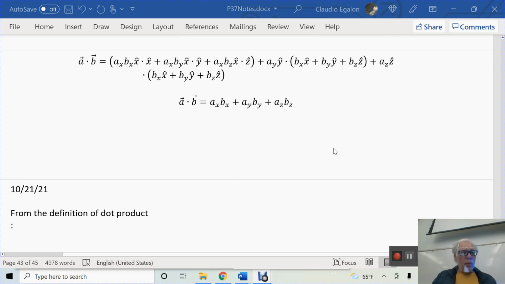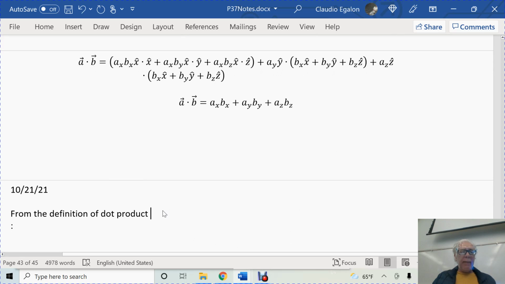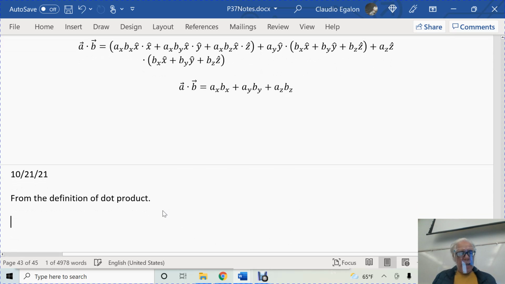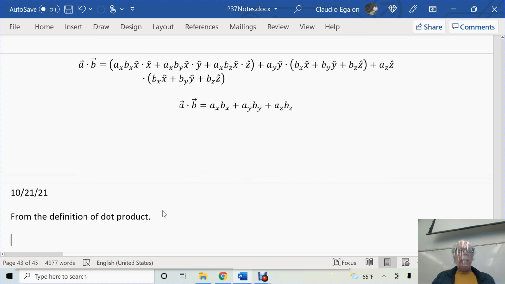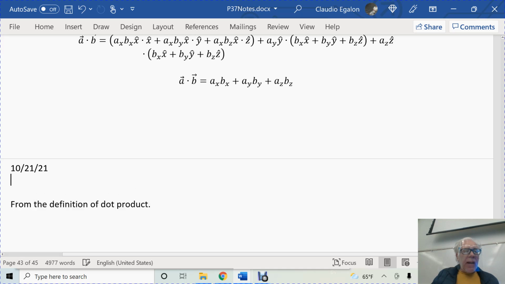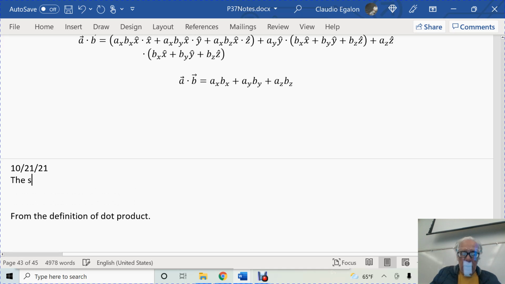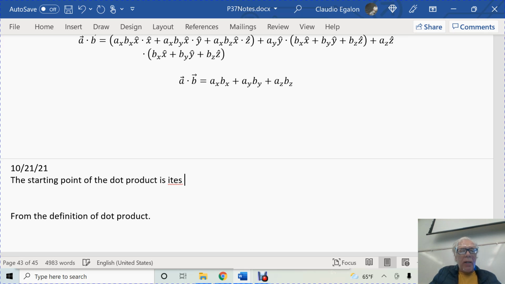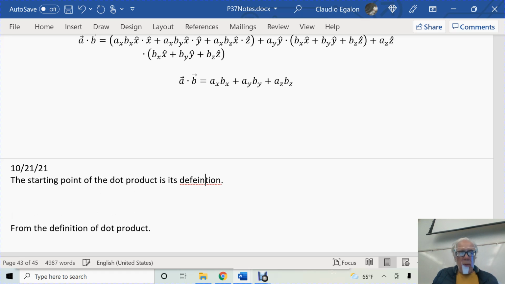Okay, so from the definition, let's go back to what we did. We had our little holiday, right? On Tuesday. And so we are talking about the dot product. And what's the starting point? The starting point of the dot product is its definition. That's where everything starts for the dot product definition.